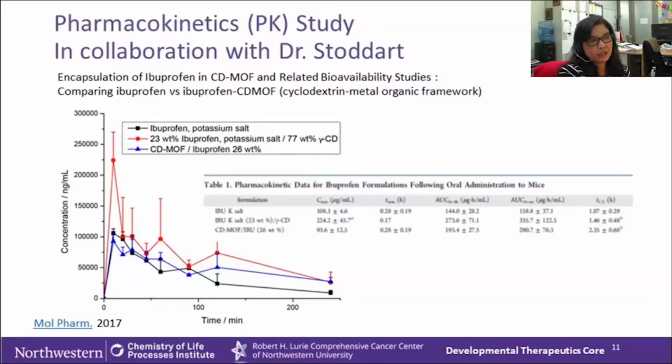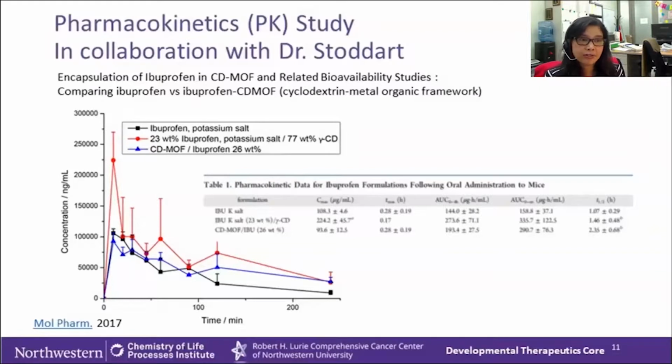So if you look at the graph here, the first sample that we tried is ibuprofen as a salt form. The second one is a physical mix between the CD-MOF and ibuprofen, and the last one is the conjugation between the two. And if you look at the Cmax here, you see that surprisingly, the physical mixture between the two compounds is actually providing the highest concentration.